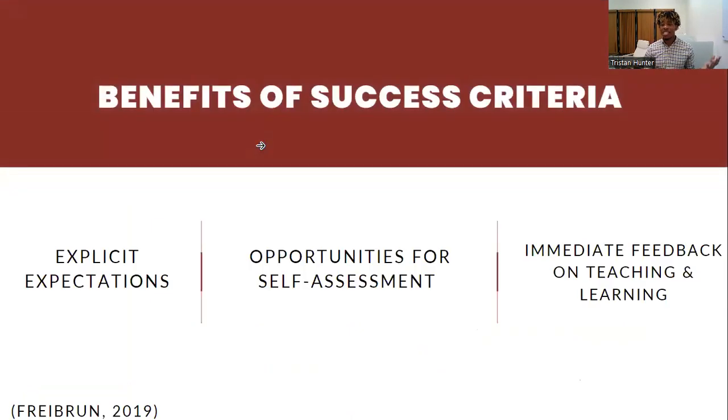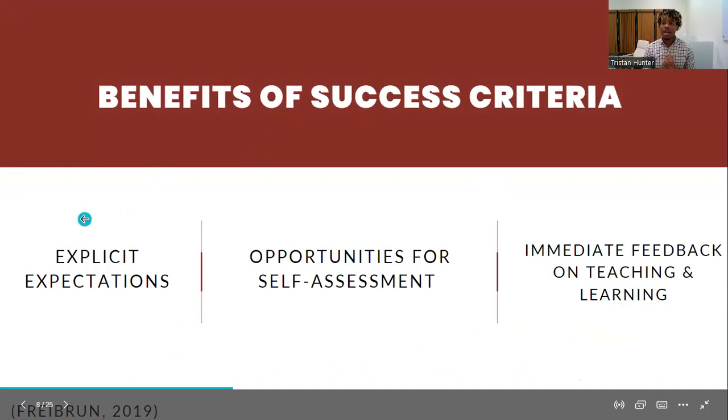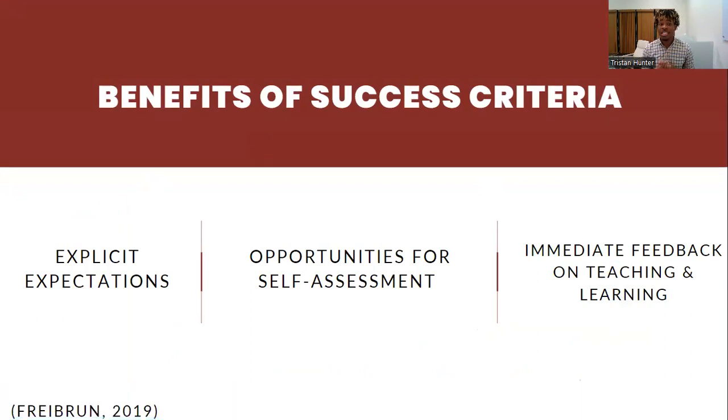Now, I already briefly talked about the benefits of success criteria, but here are three other major benefits. The first is explicit expectations. I have a really clear understanding, communicated both in writing and orally, about what's expected of me. What am I expected to do in this assignment? In order to be successful on this assignment, I have to have X, Y, and Z inside of it.